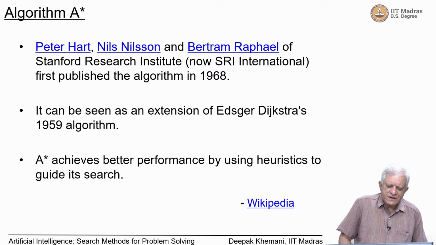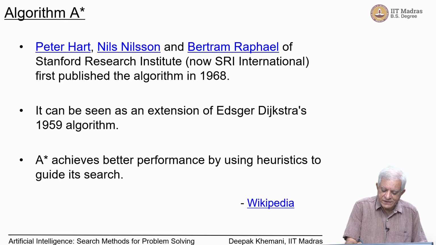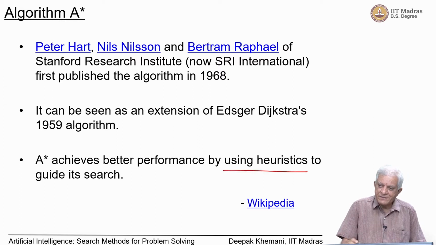A star was given by Hart, Nilsson and Raphael in 1968. So, it is quite an old algorithm. They were at that time at Stanford Research Institute, which is now called SRI International. It can be seen as an extension of Dijkstra's 1959 algorithm for shortest path, all pairs shortest path as it is called. A star achieves better performance by using heuristics, which is what we will borrow from best first search essentially.